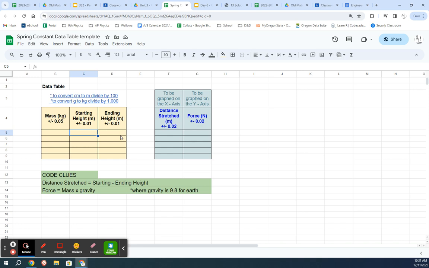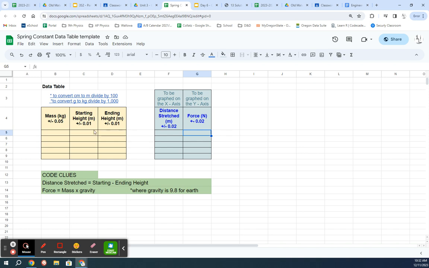We also want our starting height and our ending height, or our starting length and our ending length of the bungee. Again, the important part here is that we're going to be using those two to figure out the distance stretched. How much did the bungee change when we added mass to it? We also need to graph the force. And so these two things, we have some equations for. And we can see down here, there are some clues to help us with coding. We know that the distance stretched is going to be the starting minus the ending.